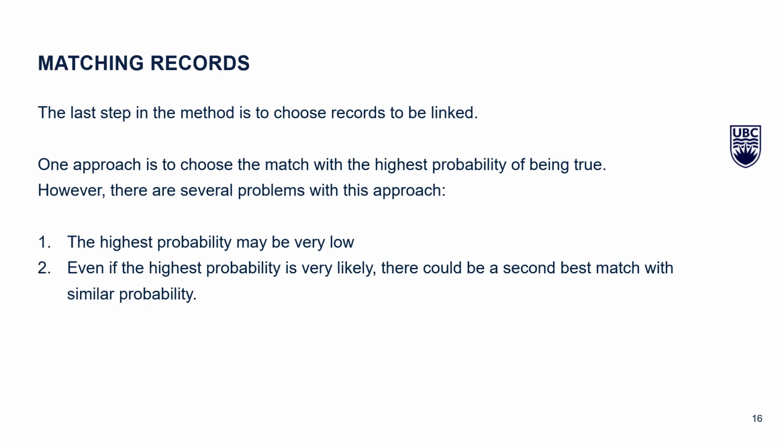The last step in the method is to choose the records that are to be linked. So one approach, which may be more intuitive, is to choose the match with the highest probability of being true. But unfortunately, there are actually several problems with this approach. First of all, the highest probability might actually be quite low, so we may not even want to make those matches. And then, even if the highest probability is very likely, there could be a second best match with a very similar probability, so there may be some ambiguity as to which match is correct.